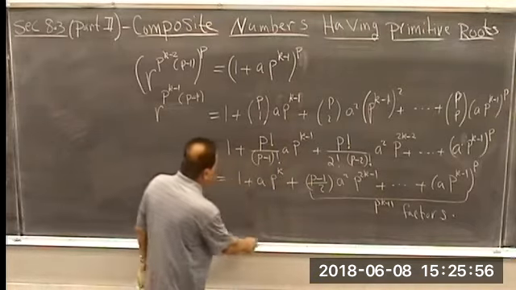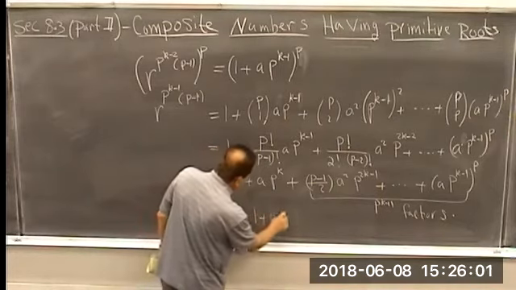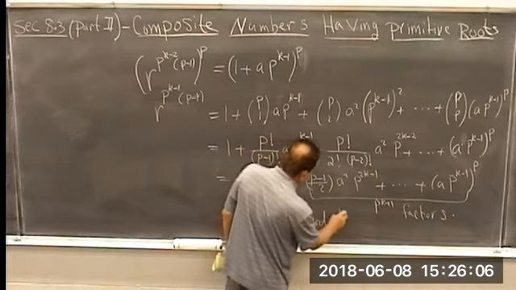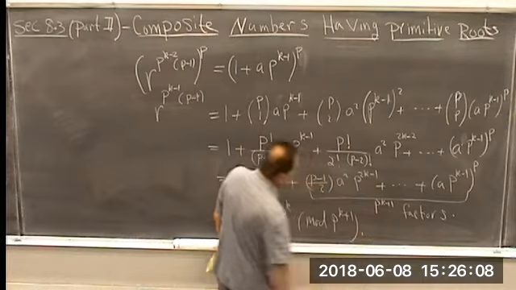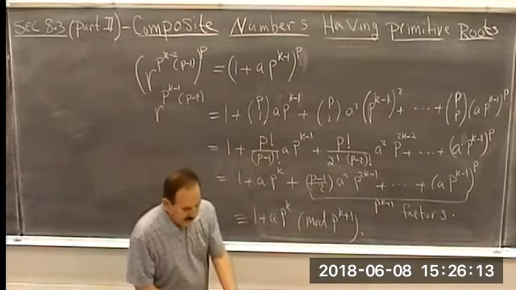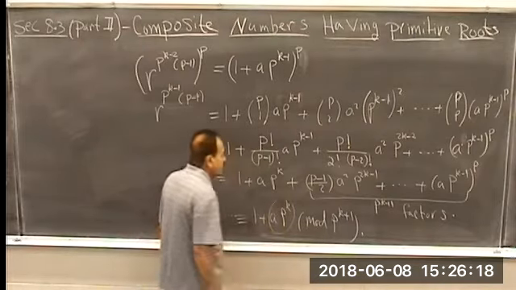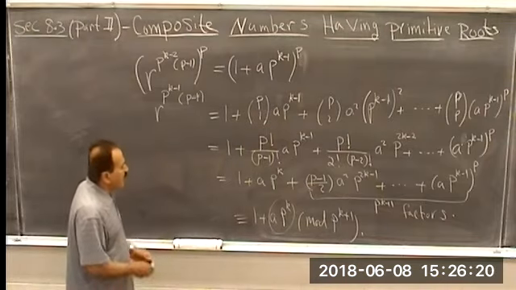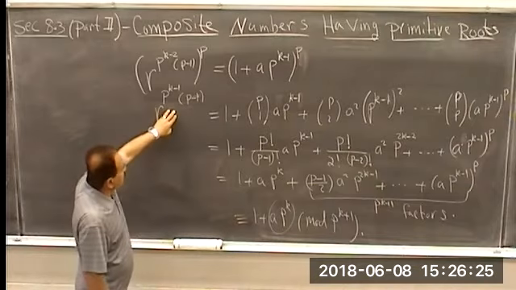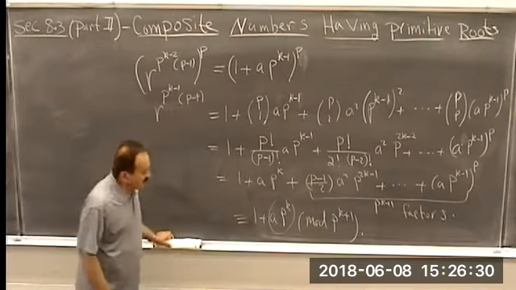So when we do the congruence in here, this becomes congruent to 1 plus a p to the k mod p to the k. But we really need to get to k plus 1. Now I claim that this term right here is not congruent to 0 mod p to the k plus 1, which means that this one is not congruent to 1. All right? So let's do that.